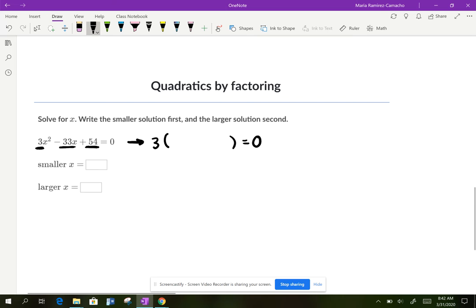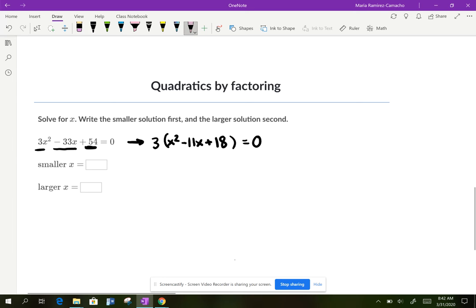If you factor out a 3 from 3x squared, I'm going to be left with just x squared. If you factor out a 3 from minus 33x, you're going to be left with minus 11x. When I'm factoring this number out, I'm just making sure that these multiply together to get what I already have. So 3 times 11x is 33x. Plus 3 times what number will give you 54? That's 18.